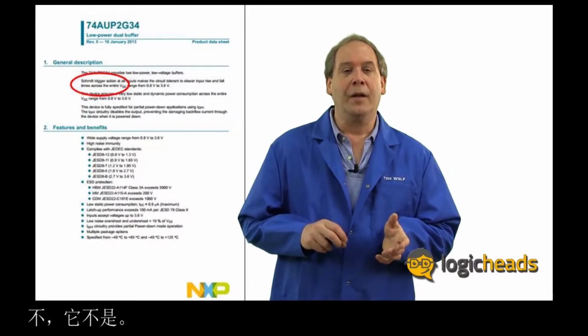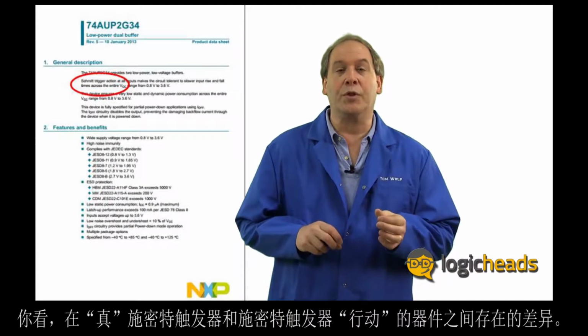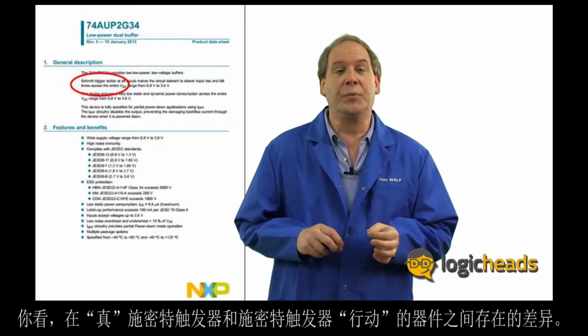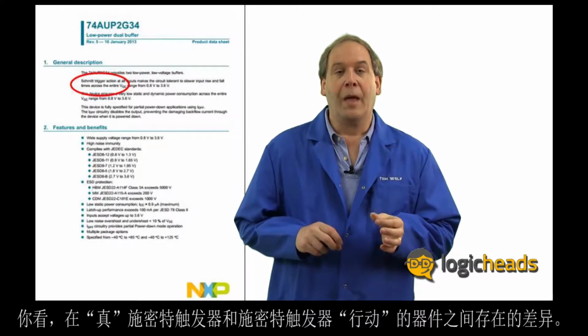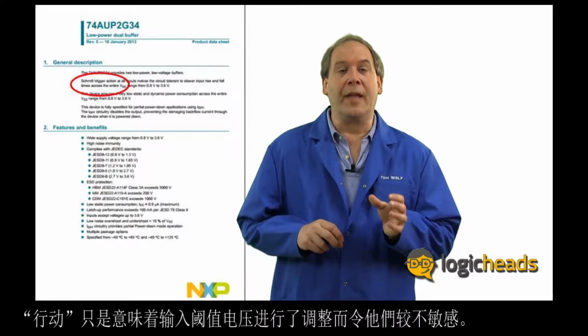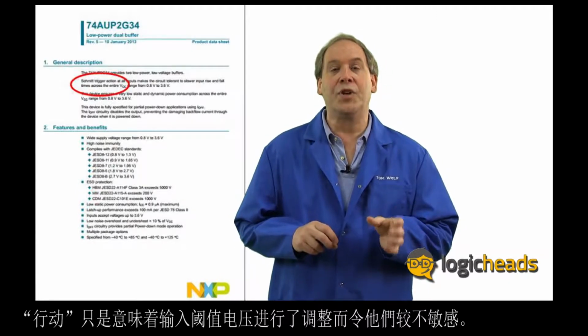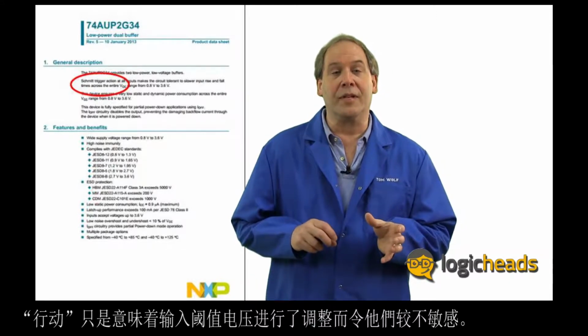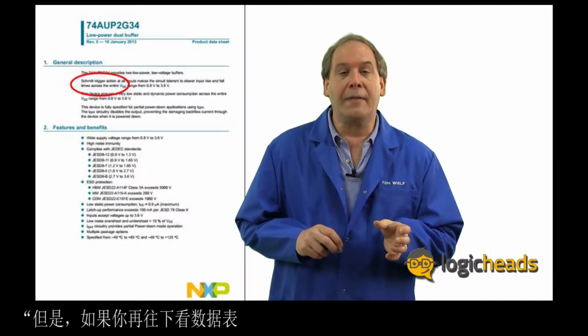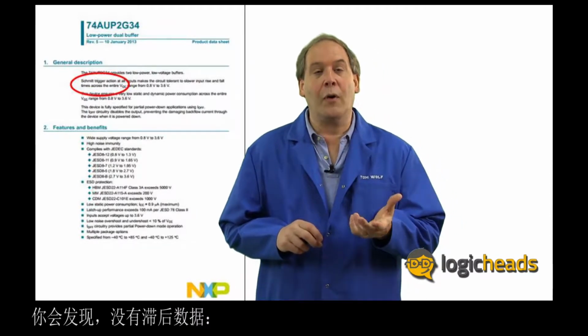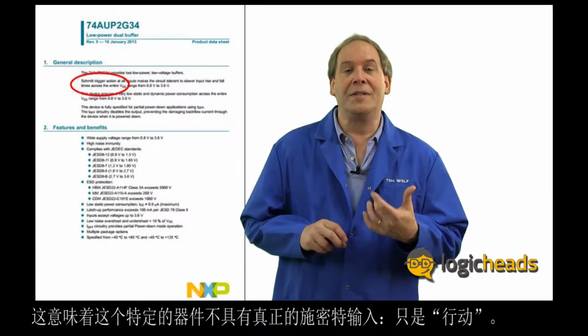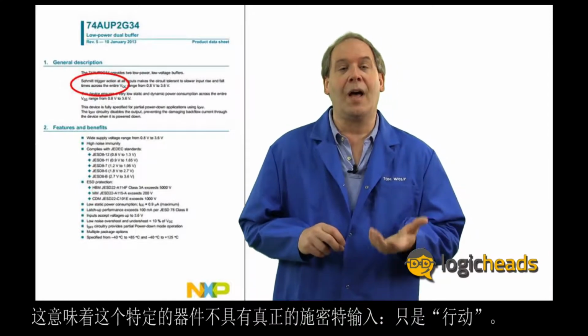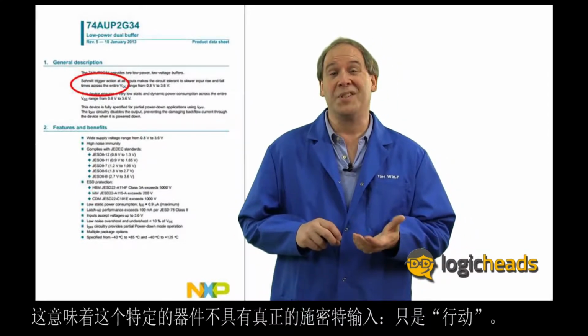Well, no, it's not. You see, there's a difference between a true Schmitt trigger and a Schmitt trigger action device. Action really just means that the input threshold voltages have been adjusted to make them less sensitive. But if you look further down in the data sheet, you'll find that there is no information on hysteresis, which means that this particular device does not have true Schmitt trigger inputs, just action.